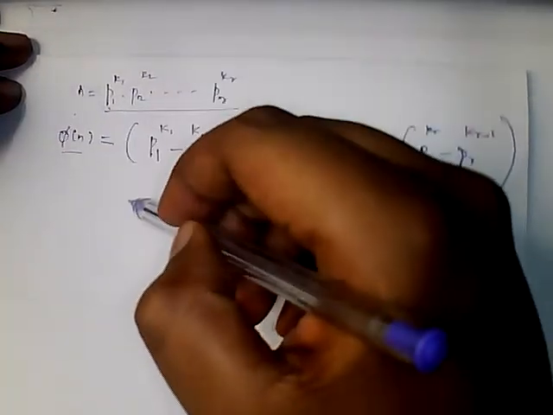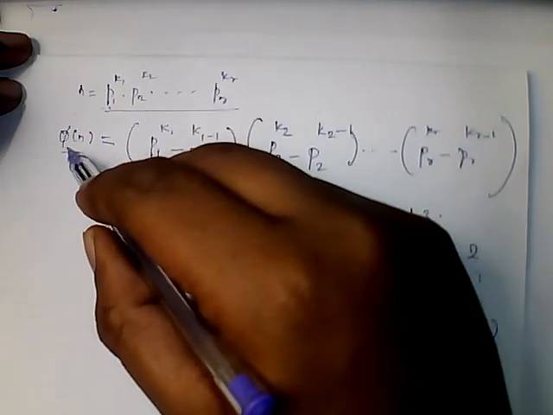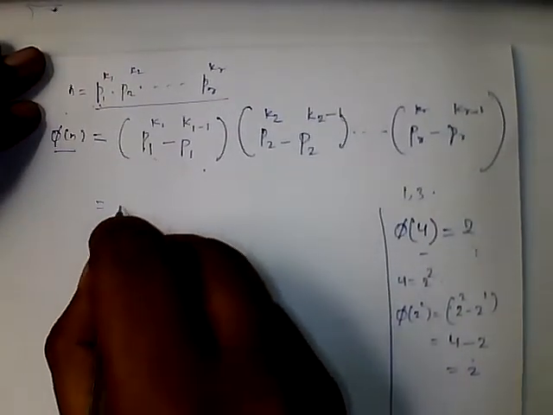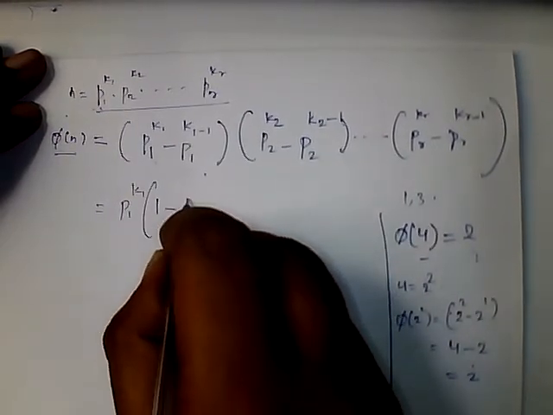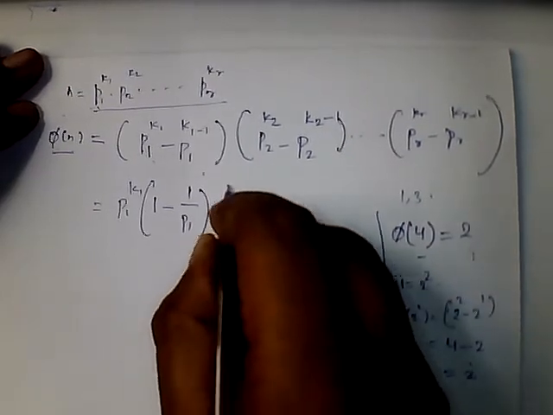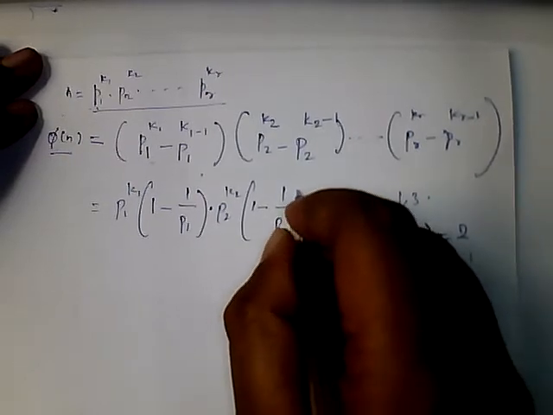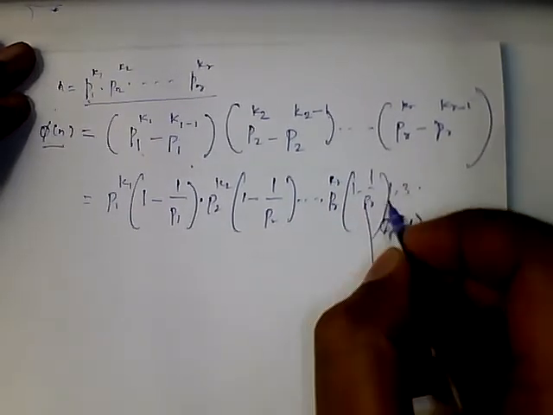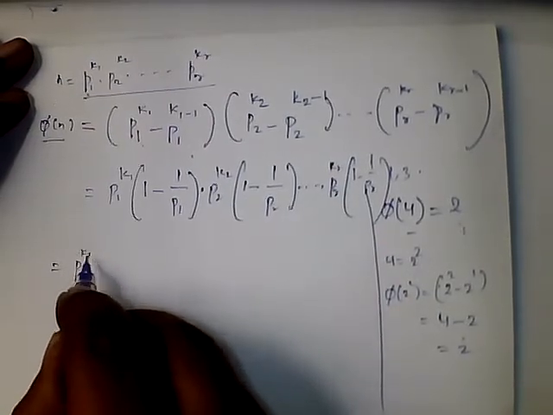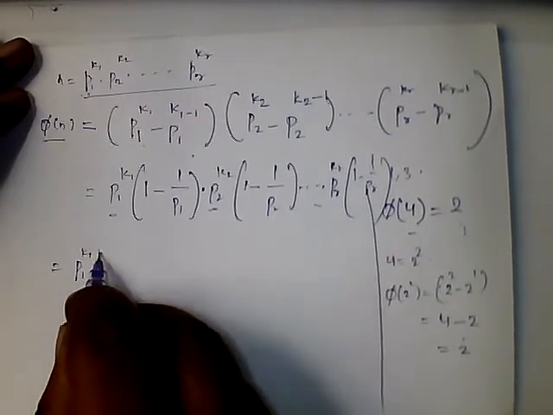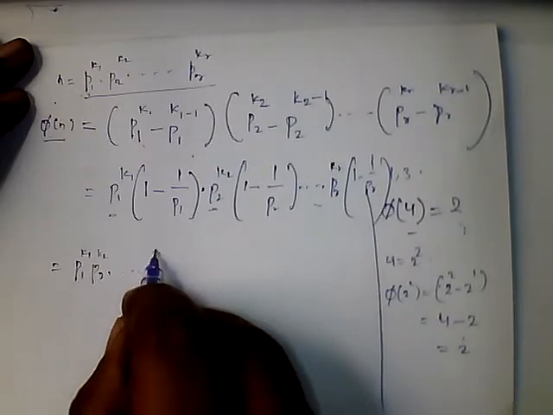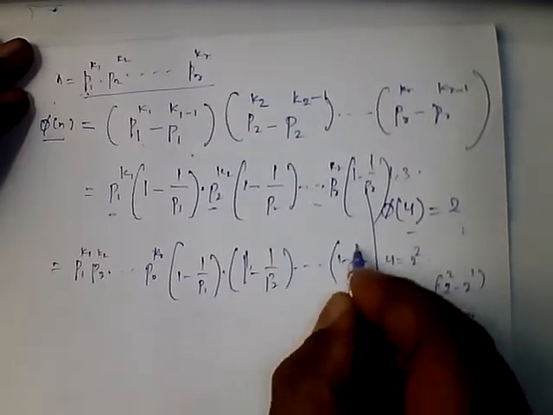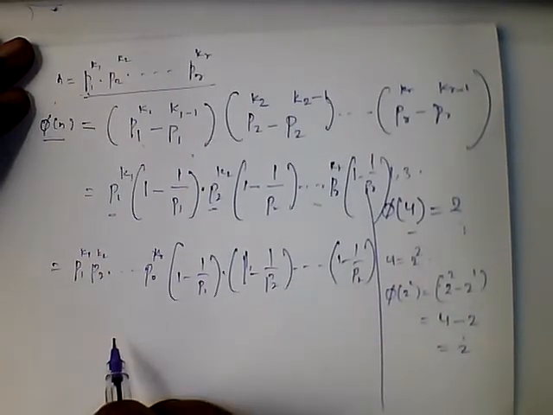So we have p1, so we are finding the phi function for that. You're just having a phi function on both sides, and for each and every term you got it. Then from this you can take p1 power k1 common, and you will be left with 1 minus 1 by p1, into p2 to the k2 times 1 minus 1 by p2. From this you will get pr power kr common, 1 minus 1 by pr. Alright, from this you can write p1 k1, p2 k2, and so on, pr kr, into 1 minus 1 by p1, into 1 minus 1 by p2, and so on, 1 minus 1 by pr.